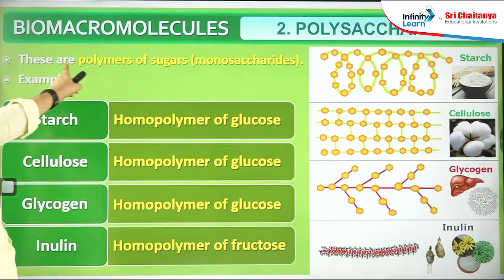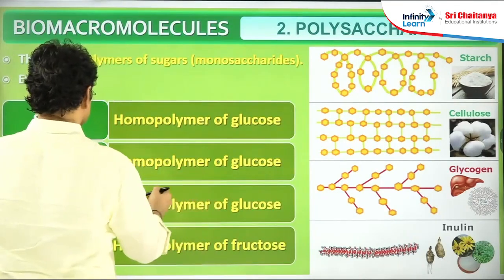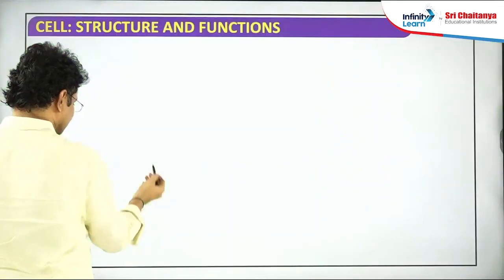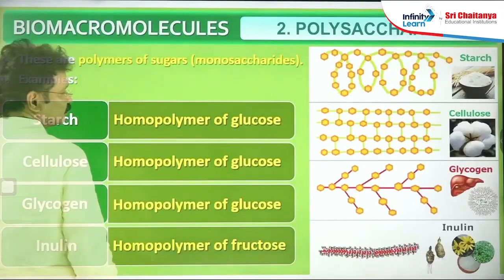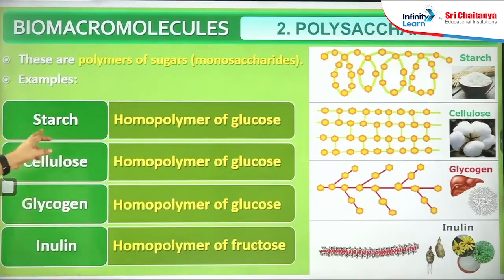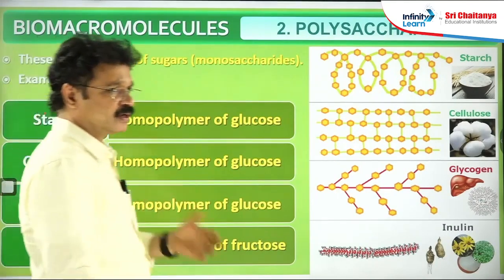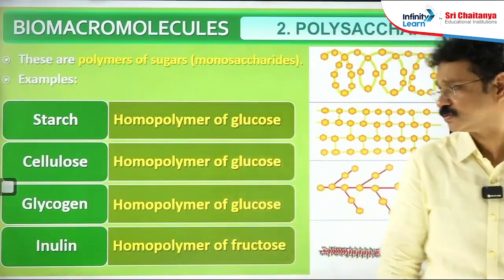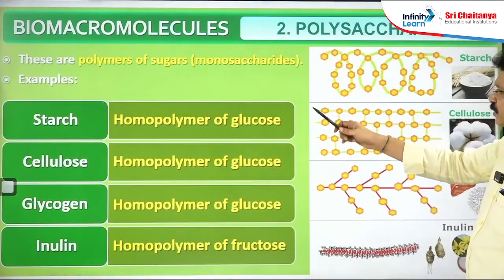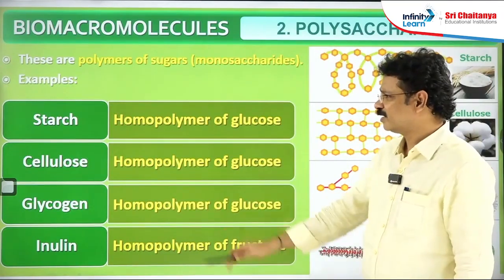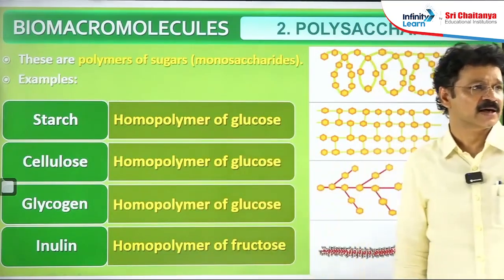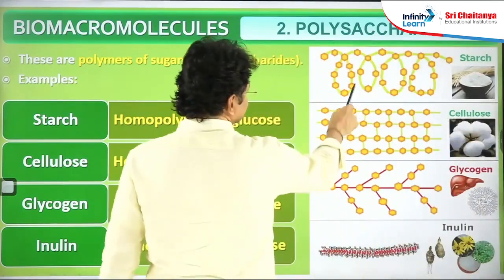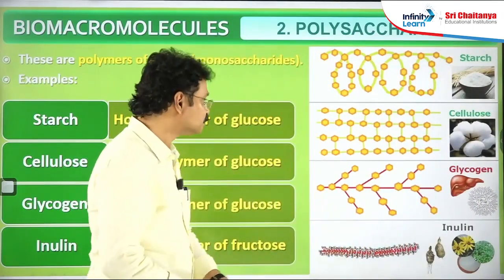Next, types of polysaccharides. Polysaccharides are of two different types: some are homopolysaccharides, the remaining are heteropolysaccharides. Starch, cellulose, glycogen, inulin are all examples of homopolysaccharides, because all the saccharides are of the same kind. Observe very clearly in these images and identify the difference from one polysaccharide to another.